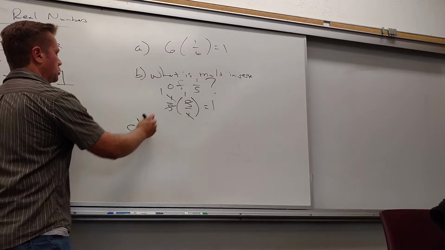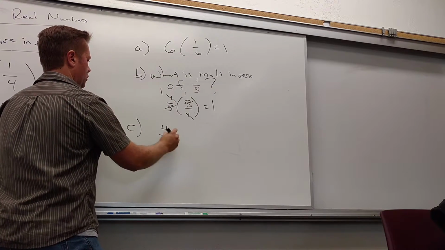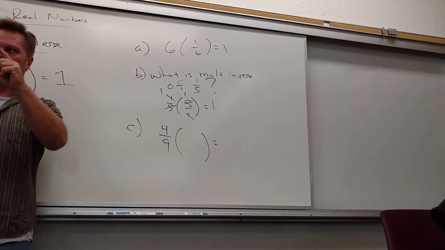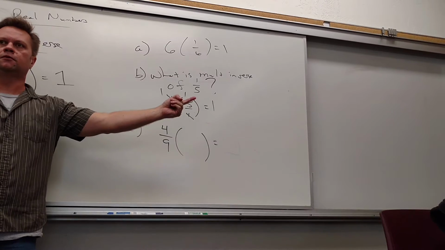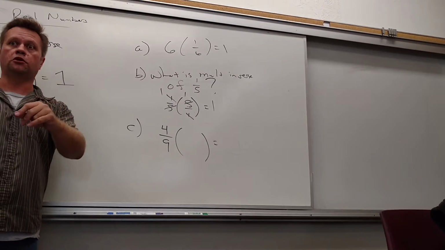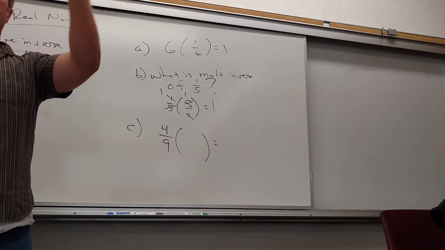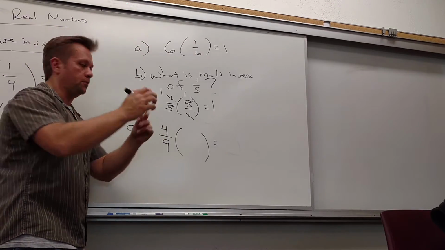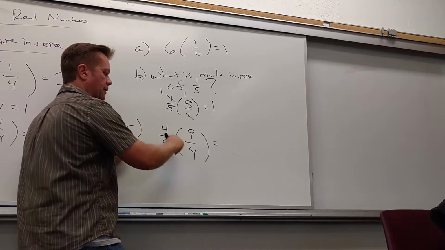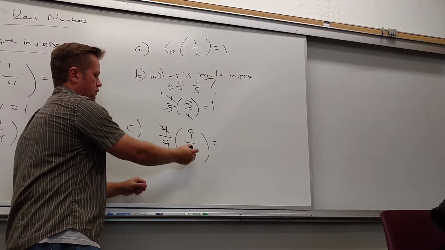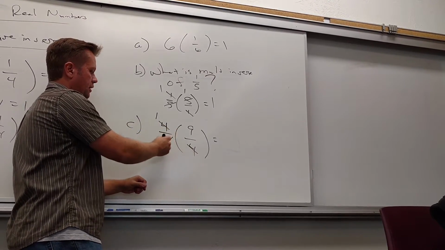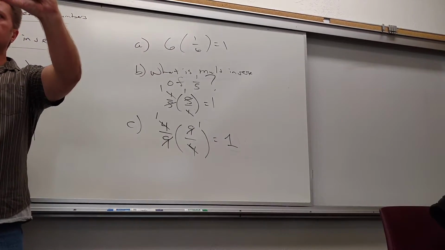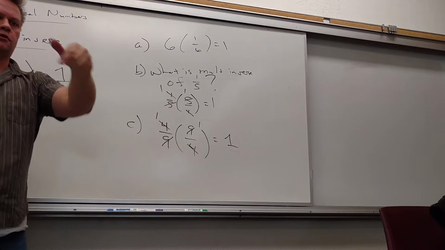What about this? What's the multiplicative inverse of 4 over 9? Let's investigate. It's supposed to be the number that when I multiply it by this, it becomes 1. Multiplicative inverse is the number that when I multiply it by the original number, it becomes 1. 9 over 4? Yeah. So when I multiply by 9 over 4, what happens? The 4s become 1, and the 9s become 1. So again, whatever the thing is, you reciprocate it.